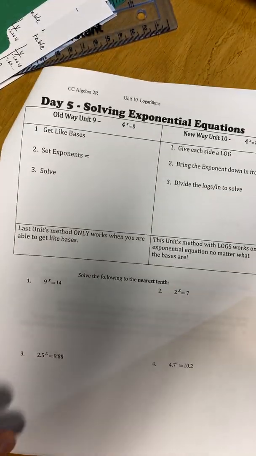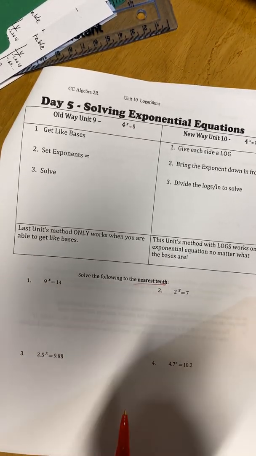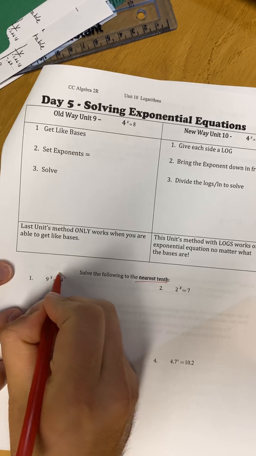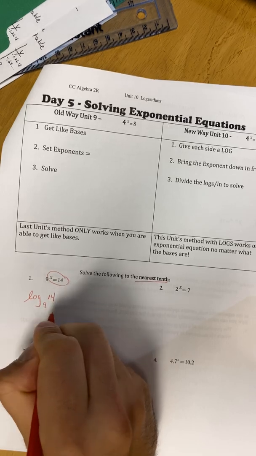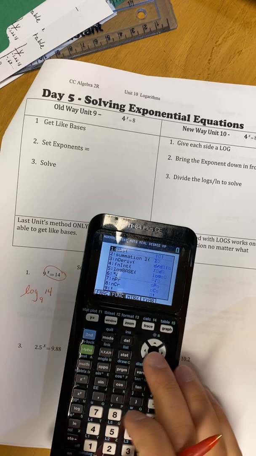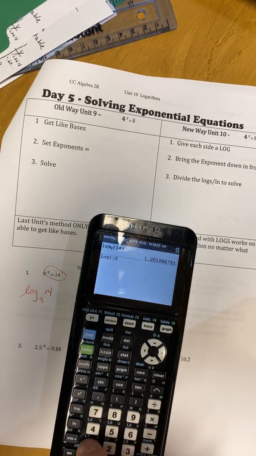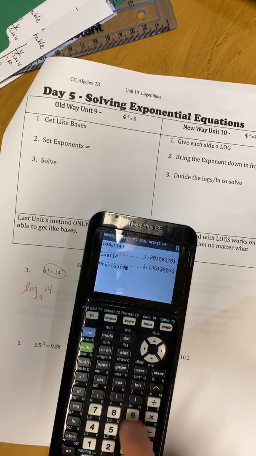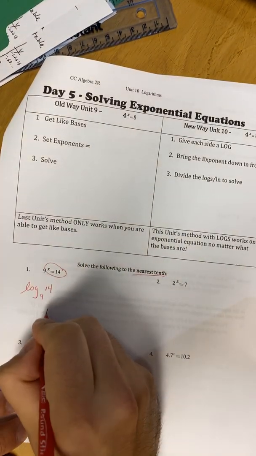All right, let's go to solving exponential equations. So we've got to solve these to the nearest tenth. It's not going to be a nice answer here. So circle, add the log. Let's go on our calculator and do log 14 divided by log 9. Once again, if you don't have the new operating system, it's log 14, enter, divide, log 9. Okay, so that's 1.20, or 1.2.